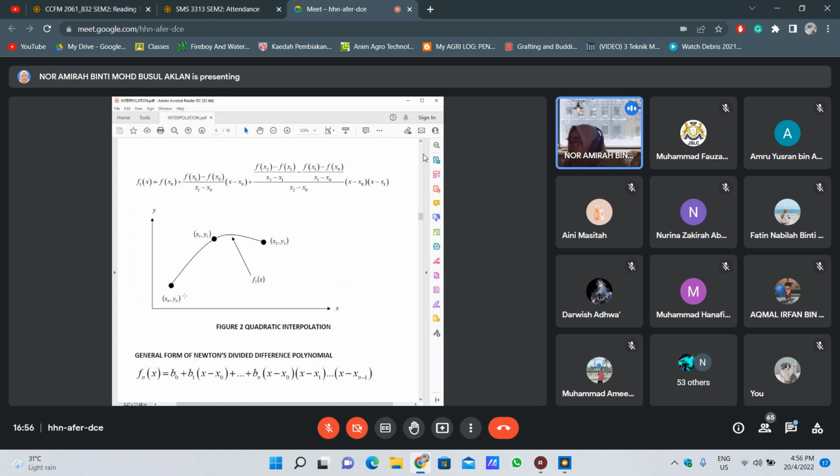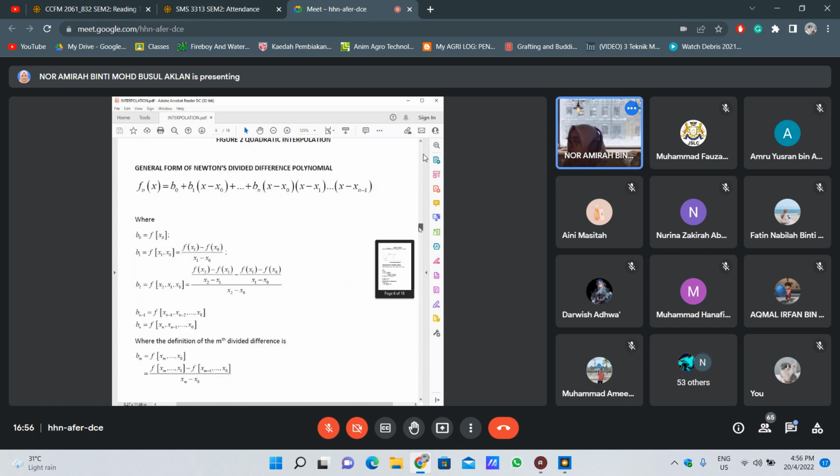X0 and x1. Okay, x0, y0, x1, y1. But now for quadratic interpolation, you need 3. Okay, x0, y0, x1, y1, x2, y2. Okay, this is for quadratic. So you see that the graph is quadratic, a curve like this.